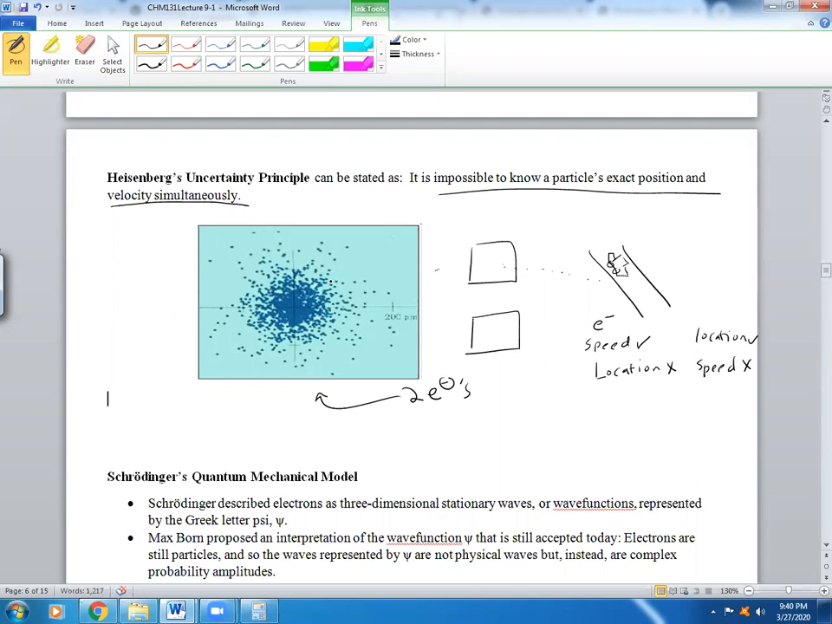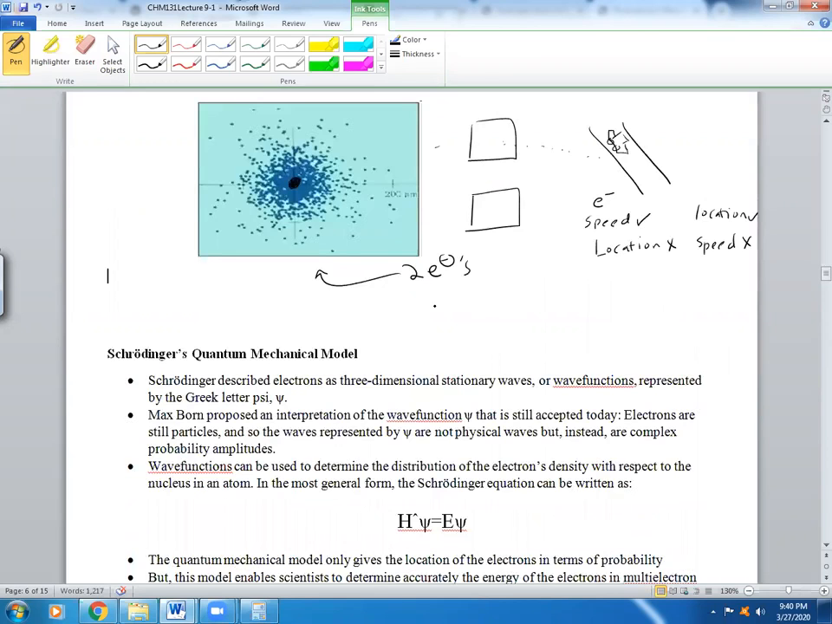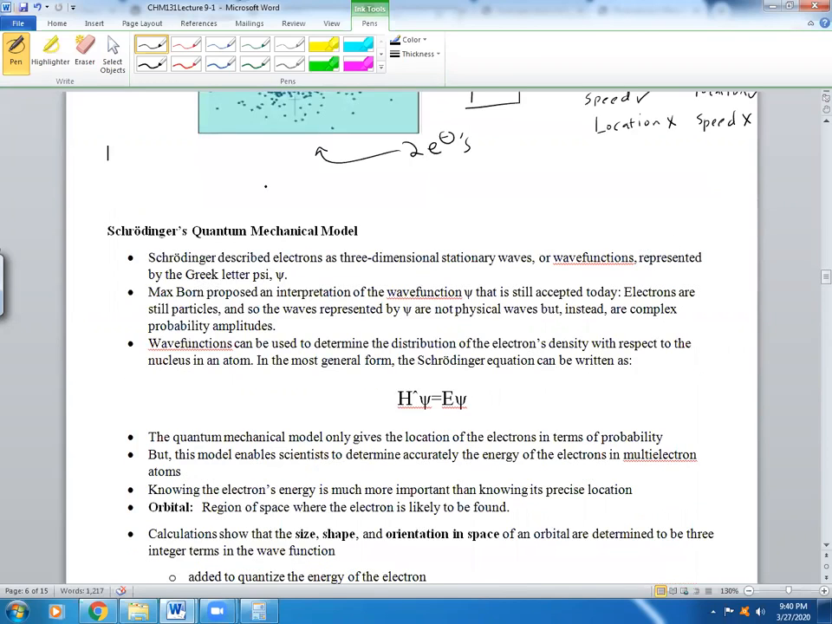And notice that this is actually much more complicated. You actually have a probability here. And if you take data points, you'll see that the more dense it is, like here, the more likely you are to find the electron. The less dense it is, the less likely you are to find the electron. Which finally brings us to the most important part of this lecture, which is Schrodinger's quantum mechanical model.